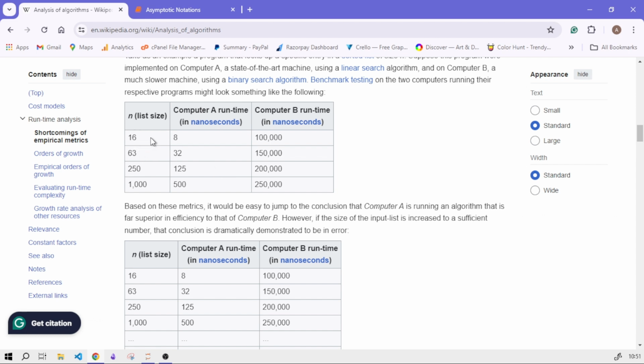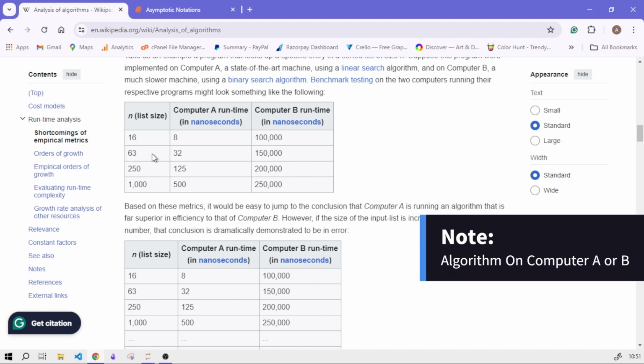Now when we are trying to increase the size of the input, here we have 16, so computer A is taking just 8 nanoseconds, computer B is taking 100,000. When we have input size of 63, computer A is just taking 32 nanoseconds and computer B is taking 150k. Whenever we are increasing the size of this input, computer A until here is performing much better as compared to computer B.